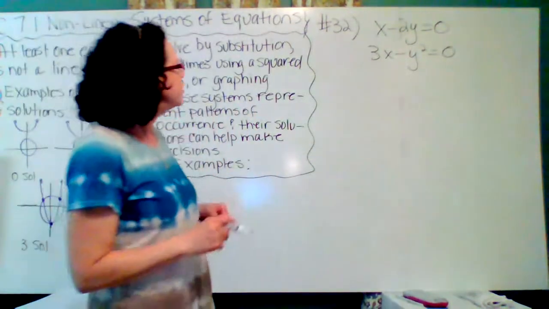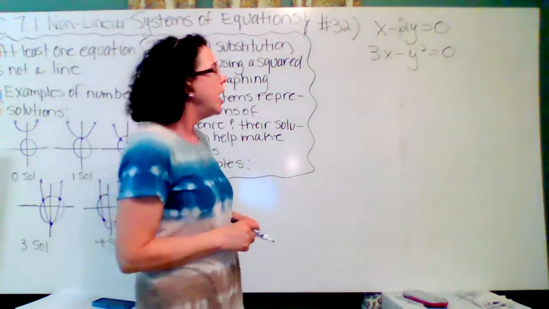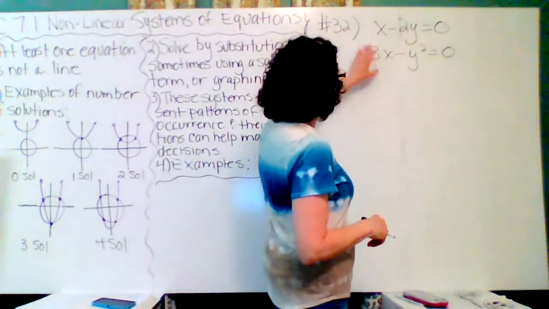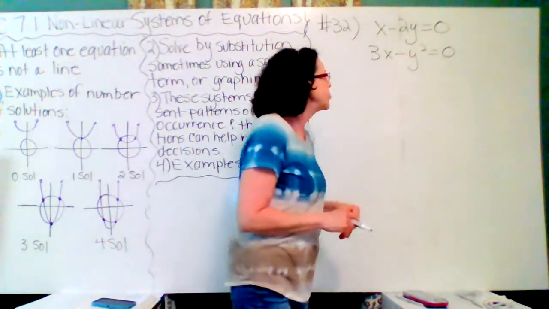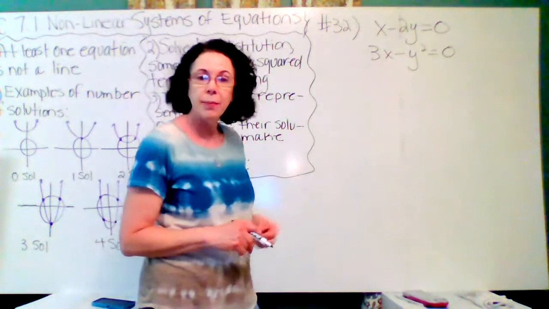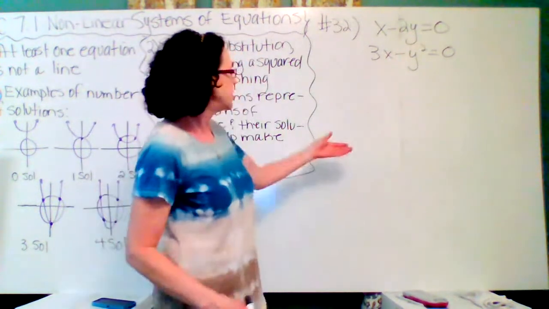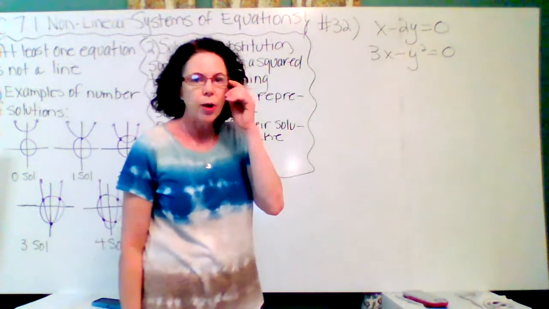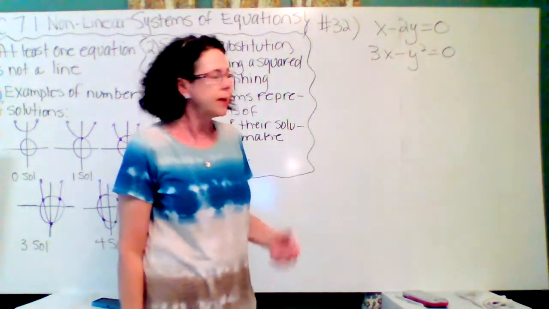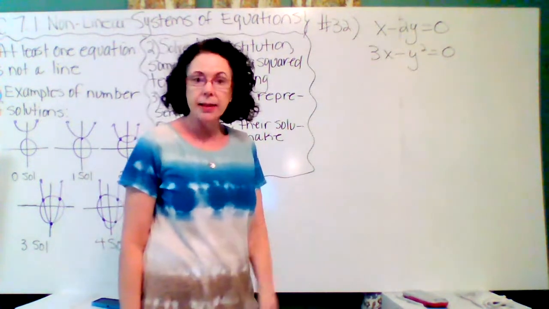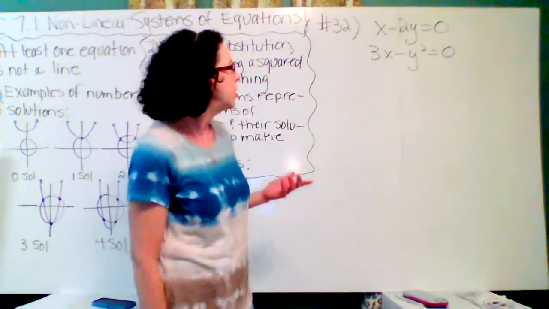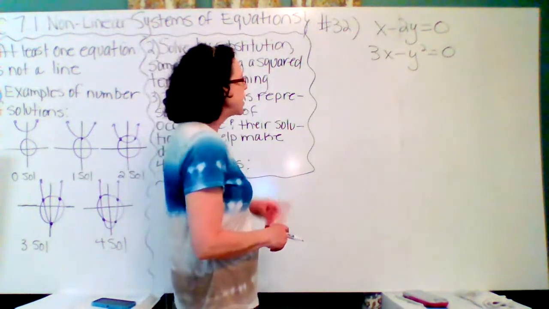Here we go. Let's take a look at problem number 32. Notice x minus 2y is a line. 3x minus y squared equals 0 is a parabola, and it's also horizontal because the y is being squared. And so let's go ahead and solve this nonlinear system because one of the equations is not linear.